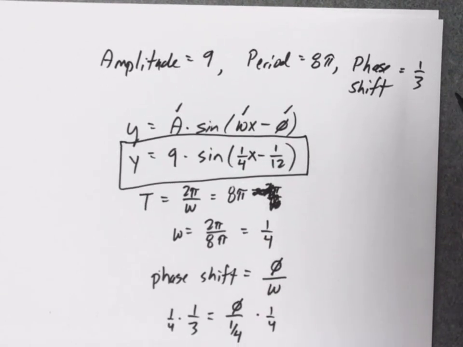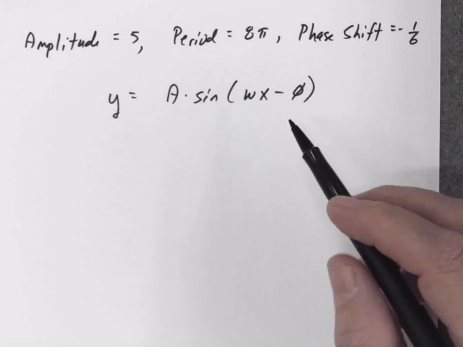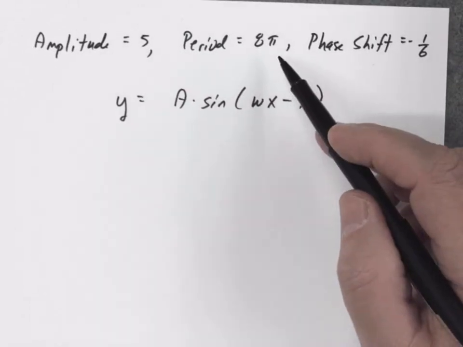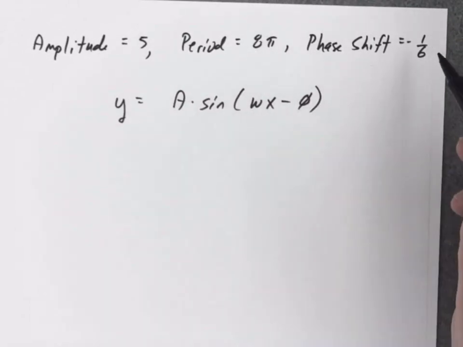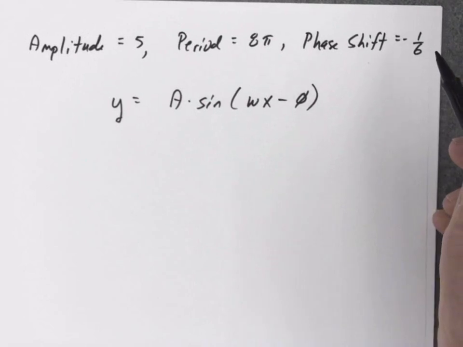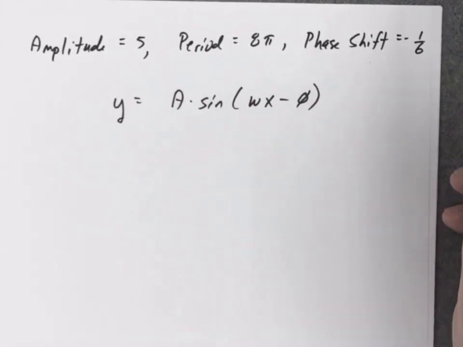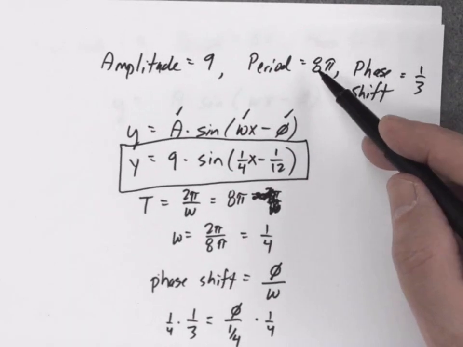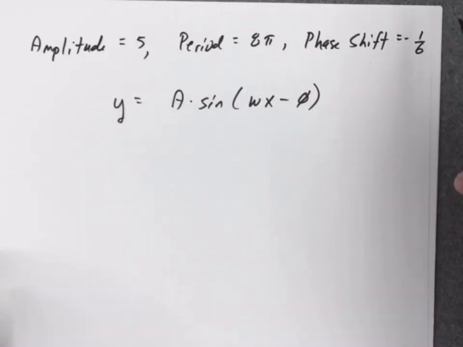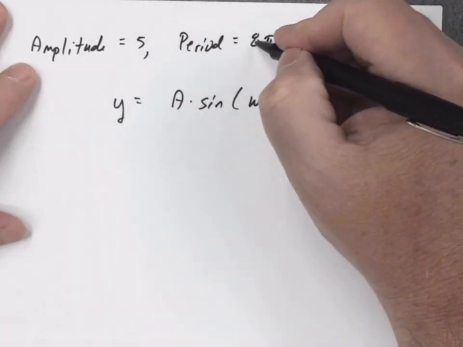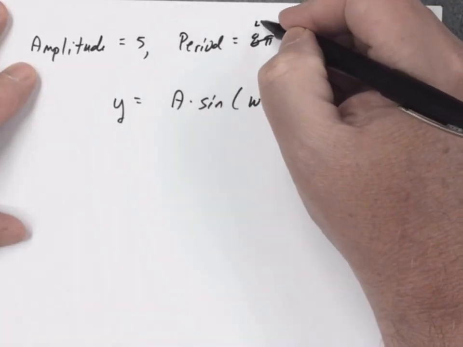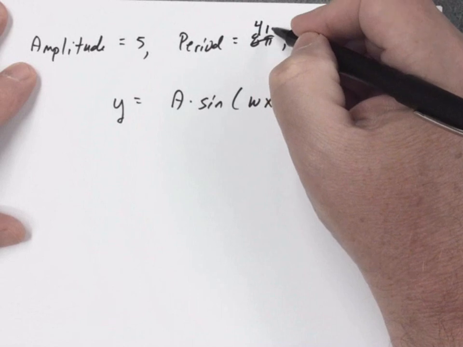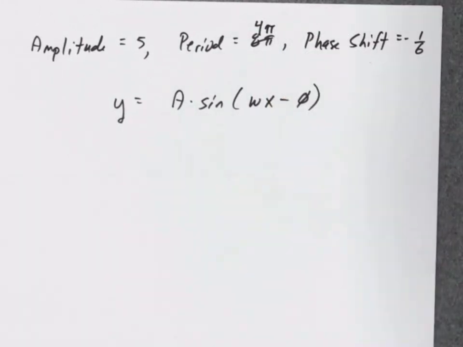All right, hopefully not too difficult. Let's just do one more. This one tells us amplitude's 5, the period's 8 pi, and the phase shift is negative 1/6. You know what, just for fun, the last problem, the period was 8 pi. Let's just make it more interesting. I'll just change it on the fly to 4 pi.